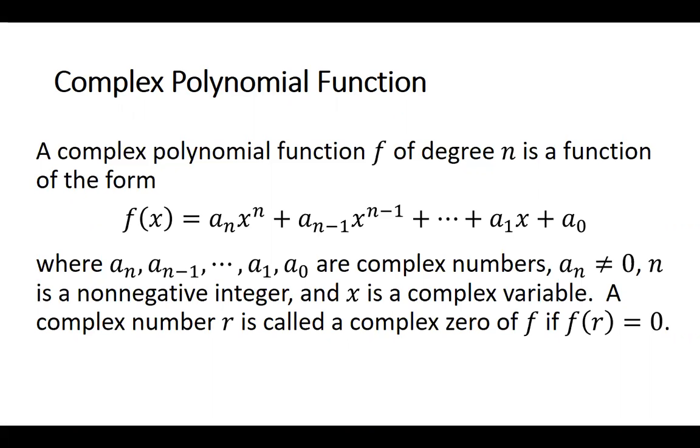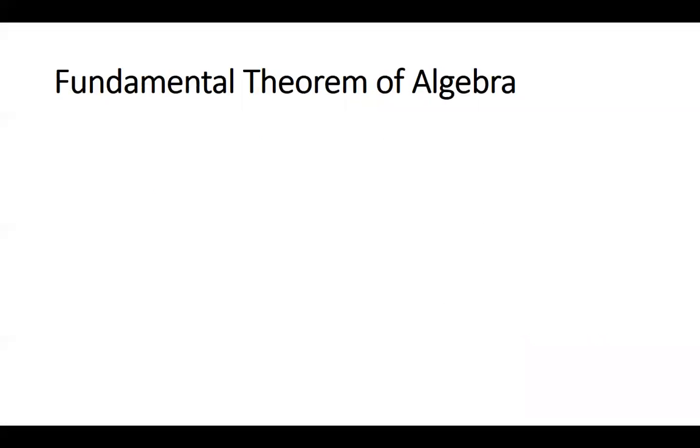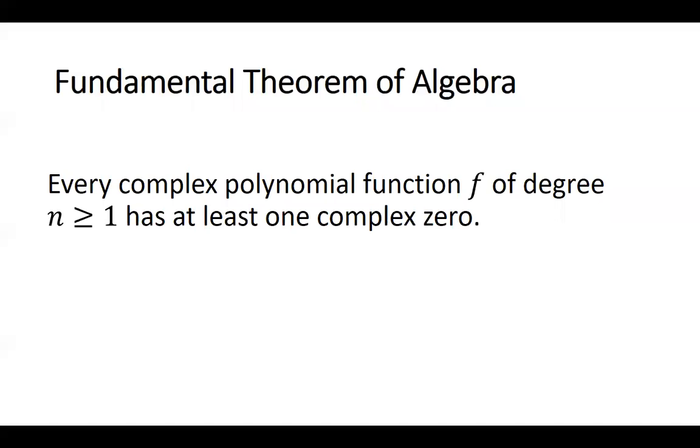A complex number r is called a complex zero of f if f of r is equal to 0. So we're going to start dealing with imaginary and complex numbers. According to the fundamental theorem of algebra, every complex polynomial function f of degree n greater than or equal to 1 has at least one complex zero. Okay, so if it's a complex polynomial function and the degree is at least 1, it's going to have at least one complex zero.